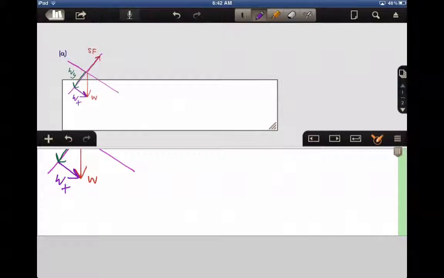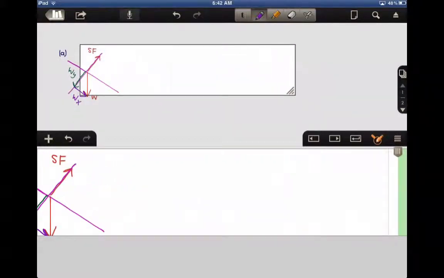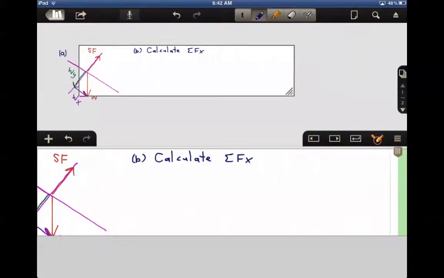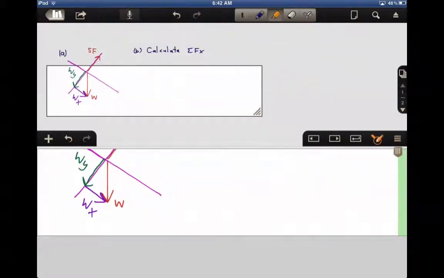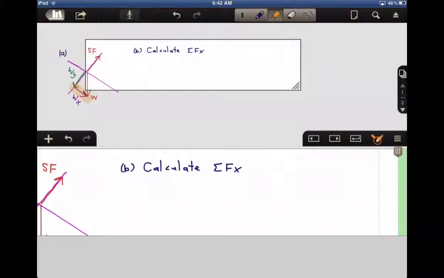Now, we're actually now asked to start doing some calculations at this point. The first calculation that you're asked to do is to calculate the net force in the x direction. If I look at my diagram, the only force that's acting in the x direction is Wx. So when I say calculate the net force in the x direction, really what you're being asked to do is calculate Wx.